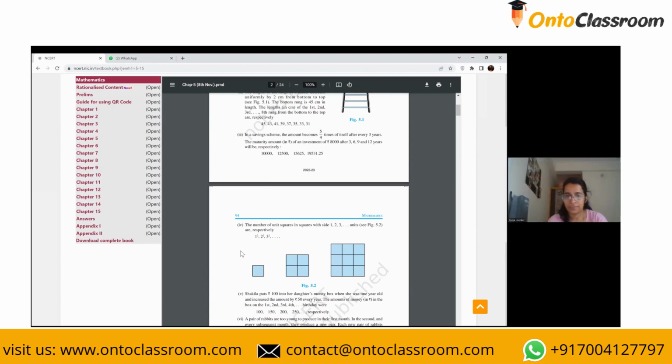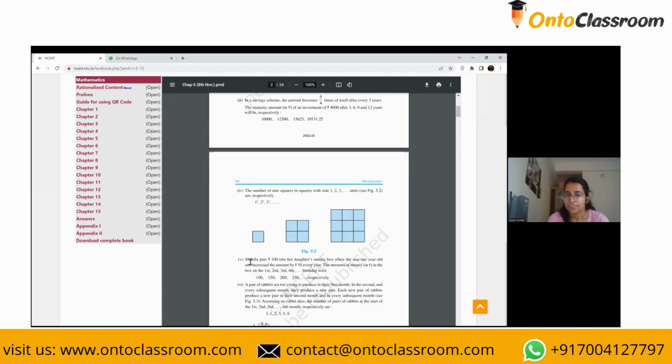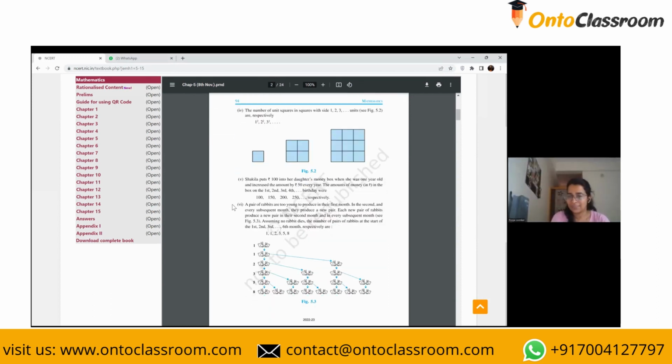Yes, I'm getting. Now if you see here, Shakila puts 100 into her daughter's money box when she was 1 year old and increased the amount 50 every year. So in the first year it is 100, second year it is 150, third year it is 200, 250. So this is a pattern. Every year they are adding 50 rupees, right? So that is one kind of pattern.